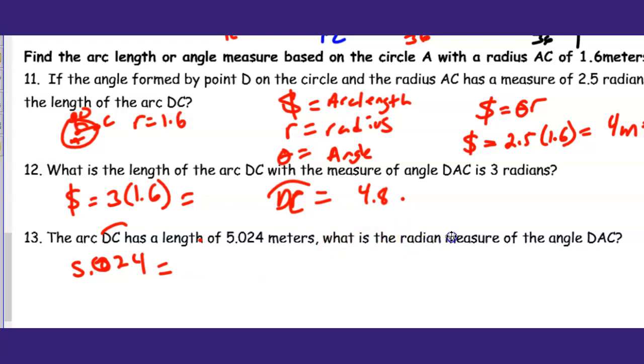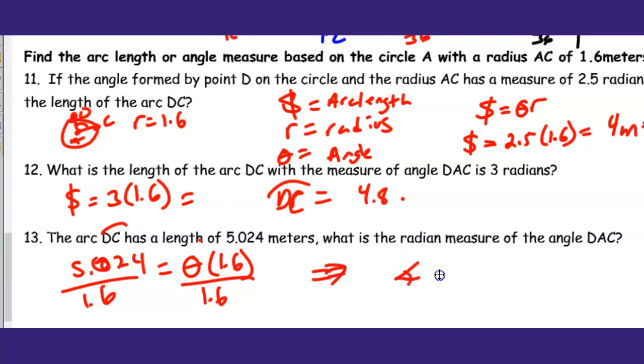It says, what is the radian measure? Well, I don't know the angle, so I don't know theta. But I still know R. R is 1.6, you see that? So I'm going to divide by 1.6 because that's multiplication. And when I do that, I get my angle, or theta, guys, it's 3.14 radians. 3.14 radians.